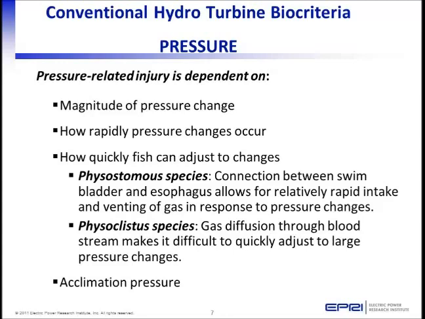An example of a physostomous species, in which the swim bladder is connected to the esophagus, is the salmon and trout groups, and fish with closed swim bladders that are not connected to the esophagus include fish such as bass and sunfish. Next slide, please.